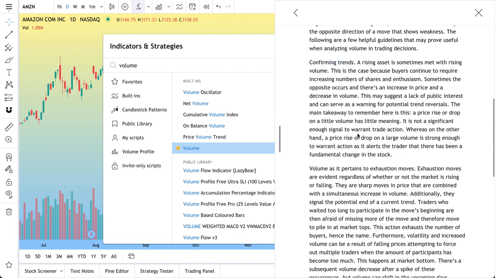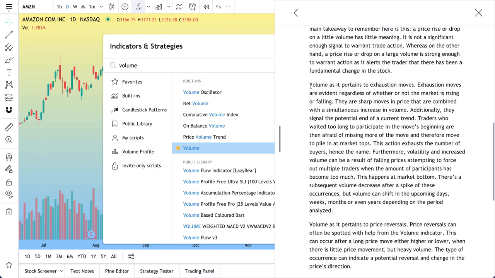Is someone trying to buy fast and get involved? Is someone trying to sell fast and get out? And is price following that? You can also use volume to find exhaustion moves, maybe a moment where all the selling is exhausted.